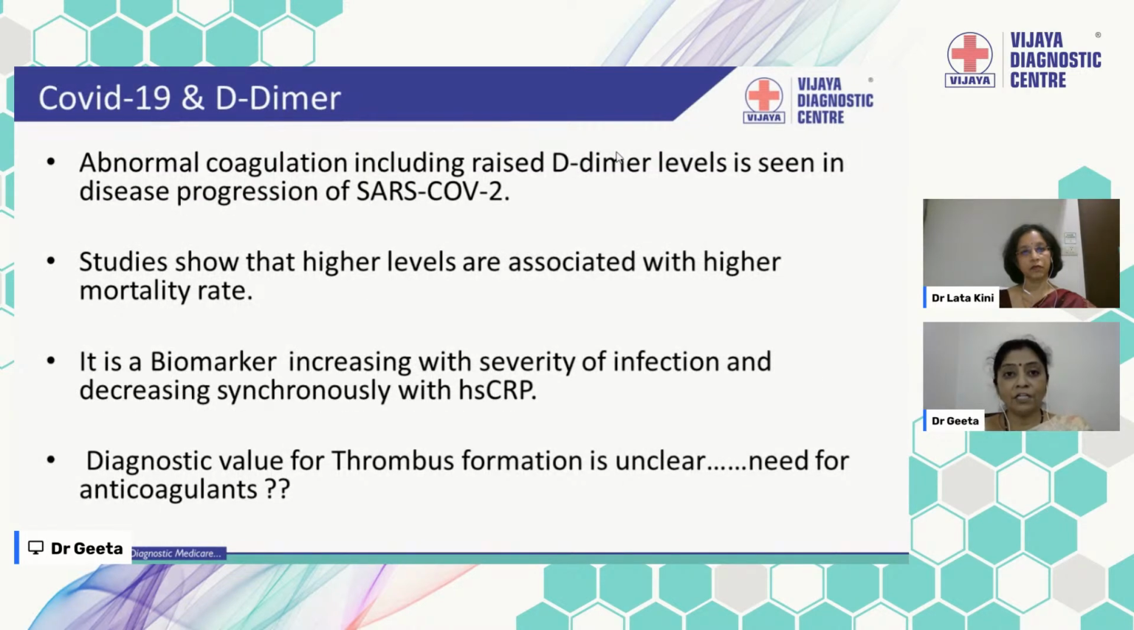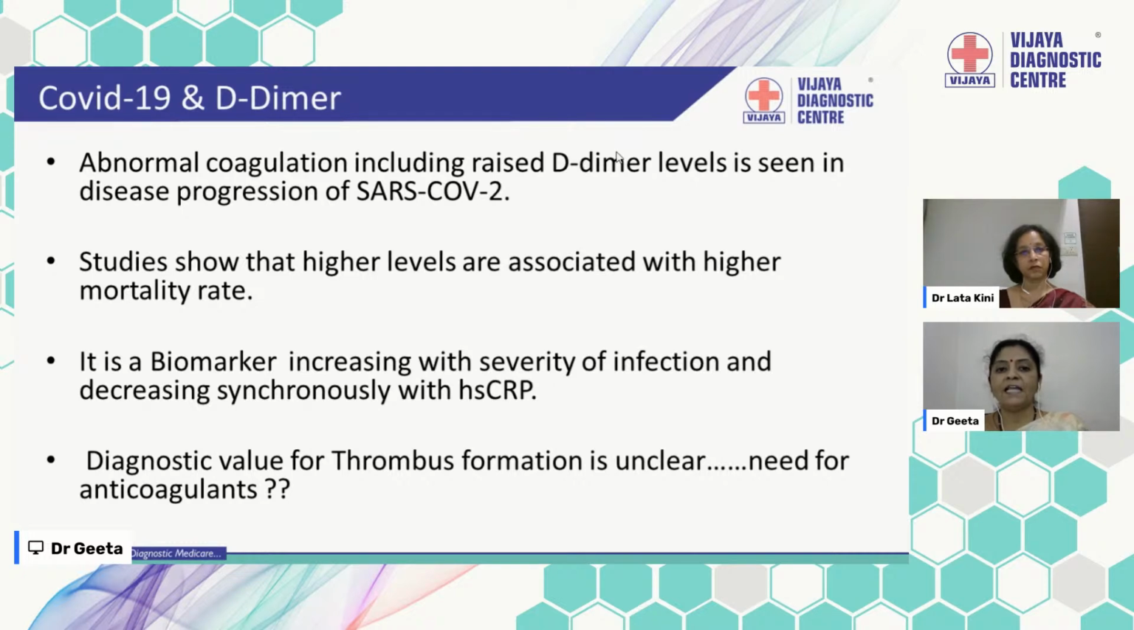Now, coming to the COVID-19 pandemic, suddenly there is an uproar about D-dimer, and we have a lot of clinicians ordering D-dimer tests. That is because there is an abnormal coagulation happening in COVID patients. Abnormal coagulation, including raised D-dimer levels, is seen in disease progression of SARS-CoV-2 patients. PT may also be raised.